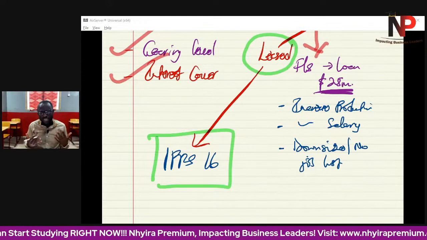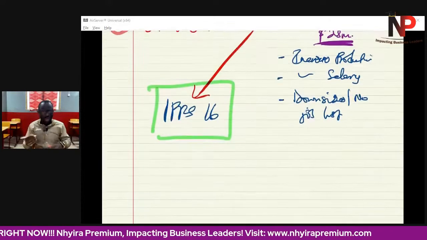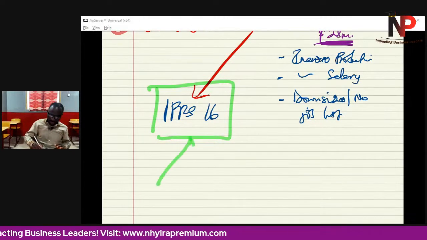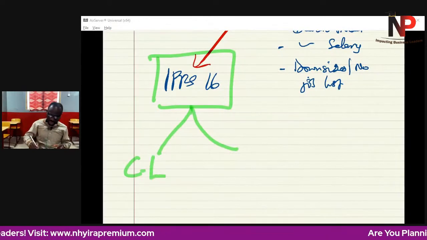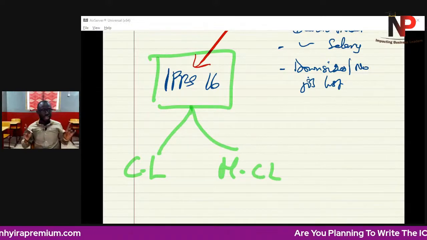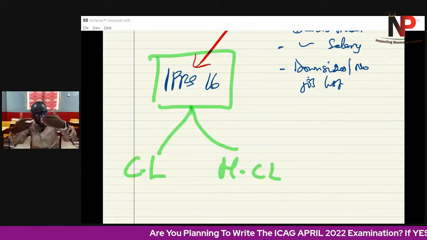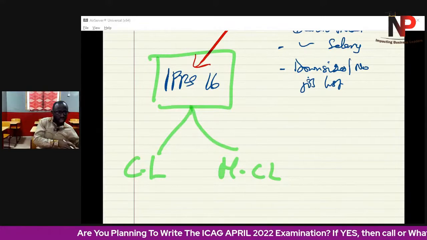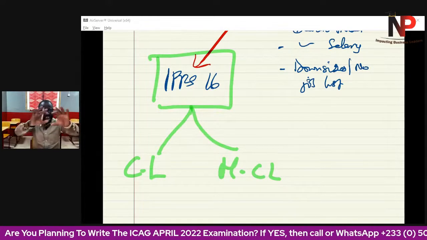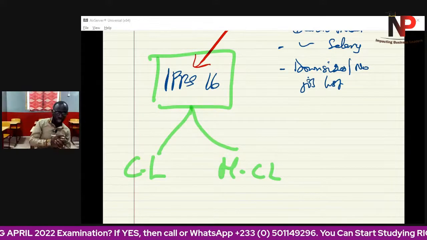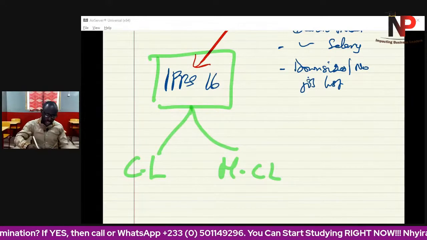Now, if IFRS 16 is going to be applying, then in accordance with IFRS 16, the lease must be categorized into current liability and non-current liability. This is as per IFRS 16. This will enhance faithful representation of the financial statement, and this will present honest financial statements to the users of the financial statement. But then this is what the CEO is telling you.